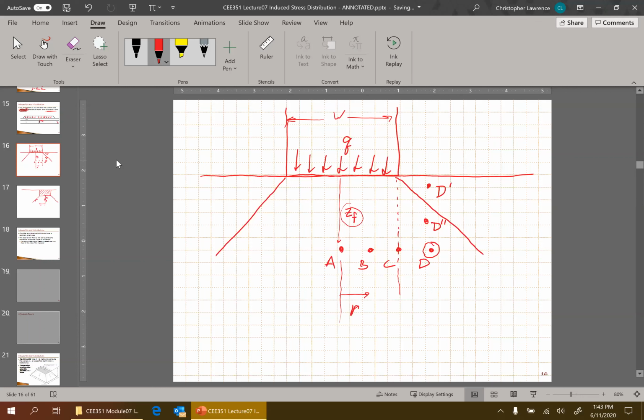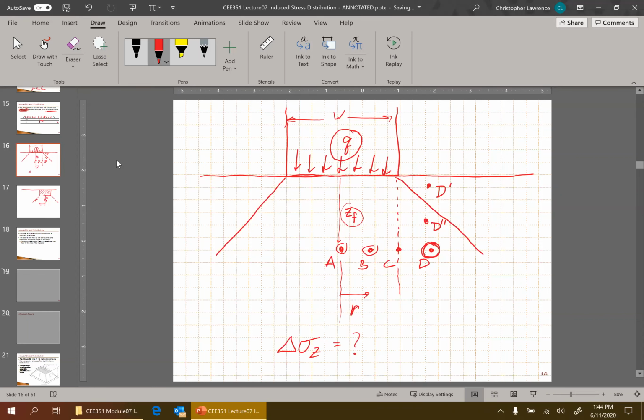Like point D, which is outside the footprint of the load, is not directly below the load itself, but there is some influence. And then I went further. Okay, so we have to consider what is the influence of the applied load Q on these different points, to try and figure out what is the induced stress at these different points, okay?